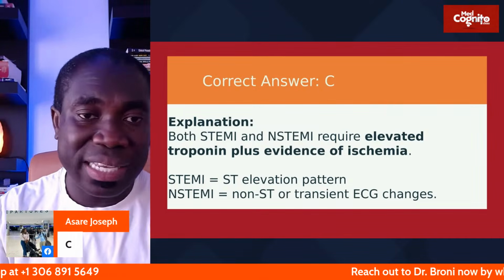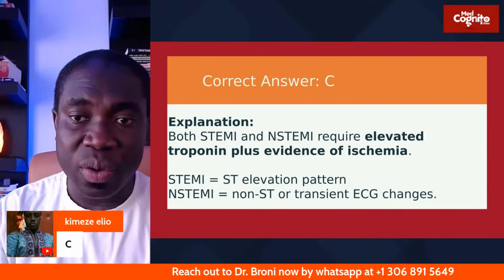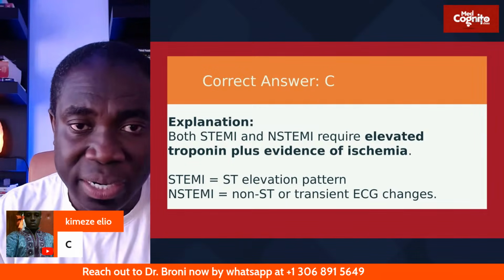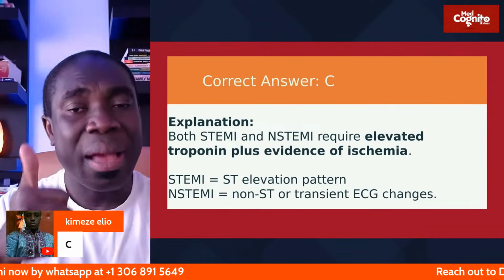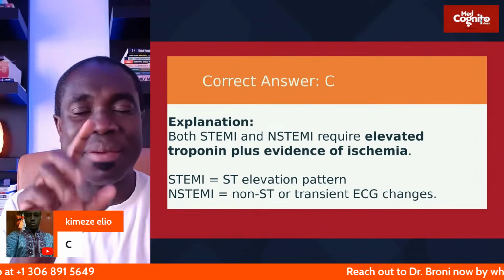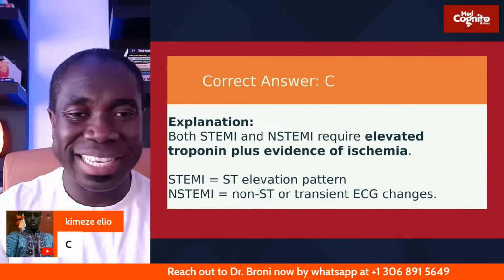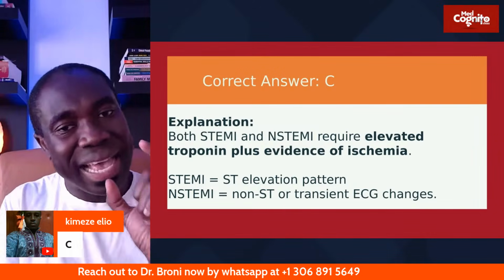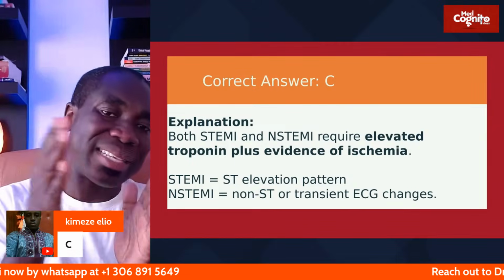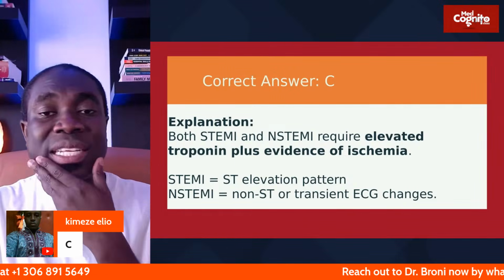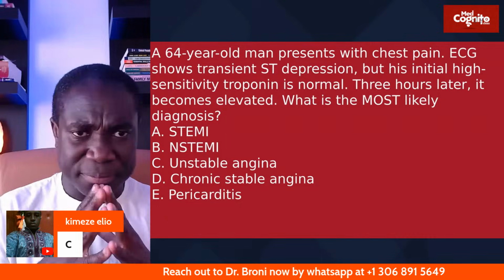Okay, so Dr. Asari Joseph got it. Dr. Elio, as well, Kimeza got it. So both STEMI and NSTEMI require elevated troponin plus evidence of ischemia. Maybe you are confusing elevated troponin and elevated ST segment, right? STEMI, there's ST segment elevation pattern. NSTEMI, there's no ST segment elevation pattern or transient ECG change. Let's move on. Another question.